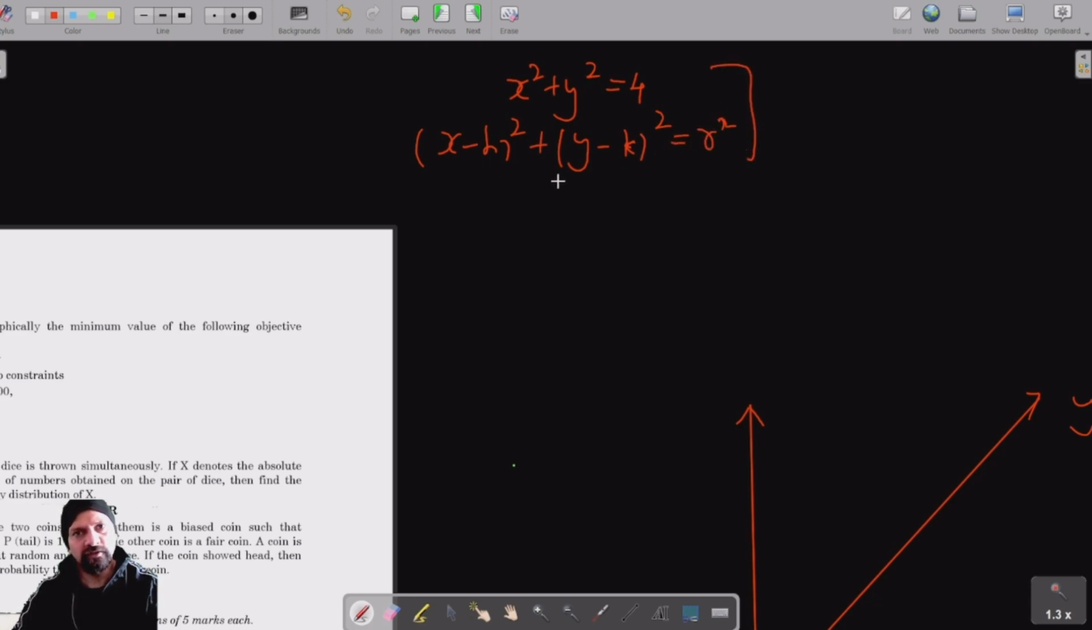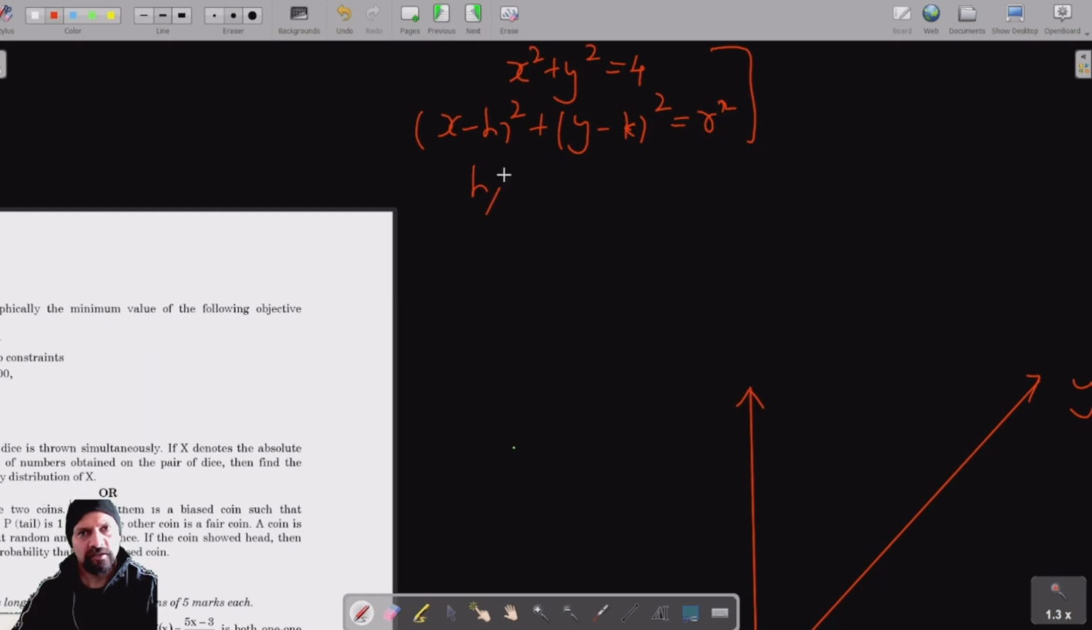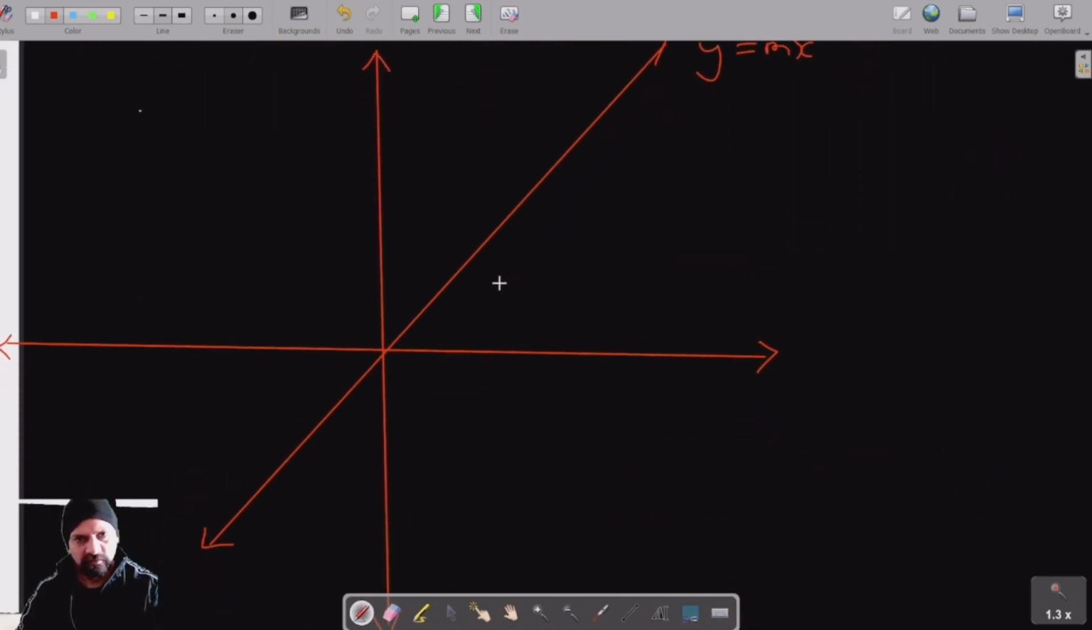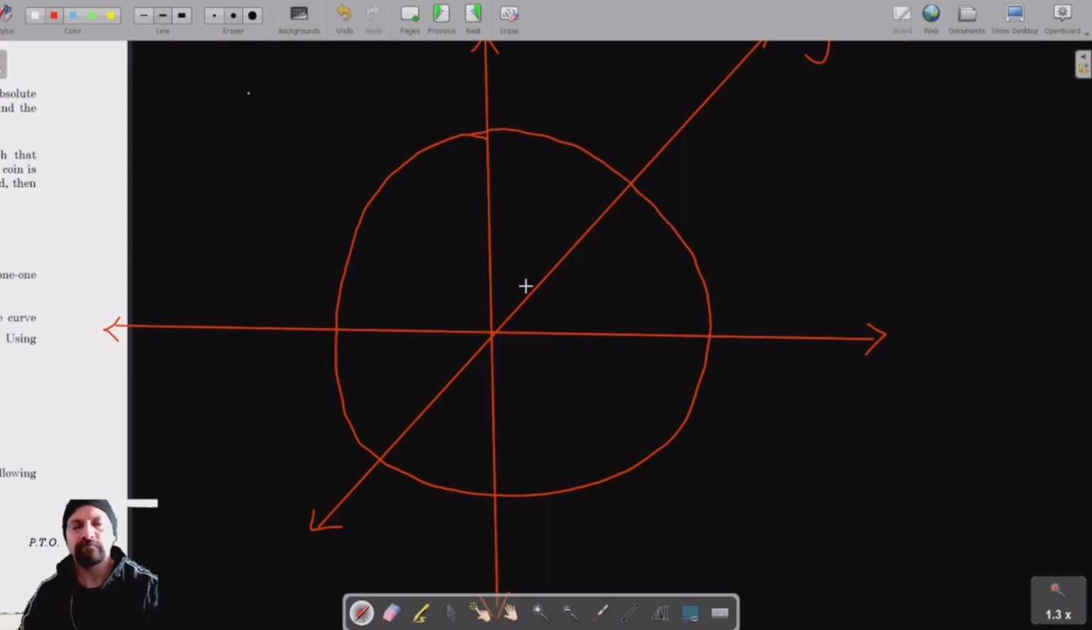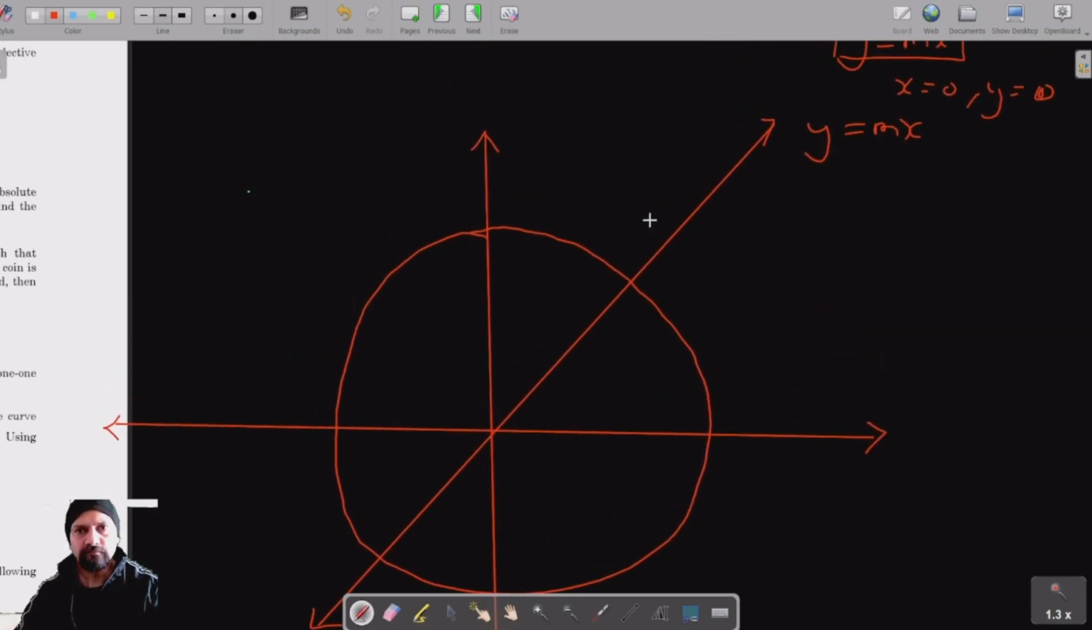And if we compare these two equations, h and k both are 0 and the radius is equal to 2. So let's draw a circle with radius 2. So let's say this is the circle with radius 2 units.